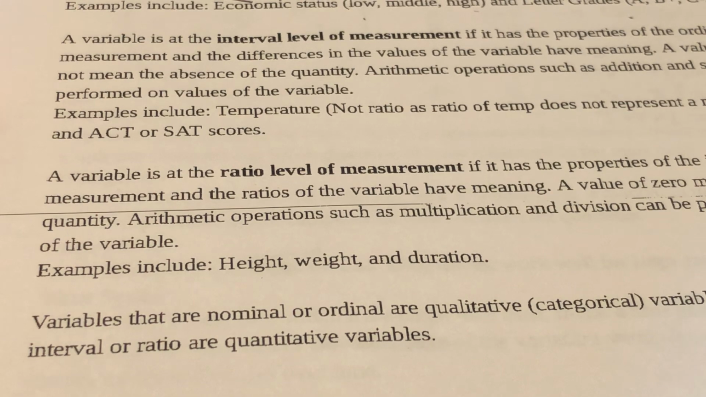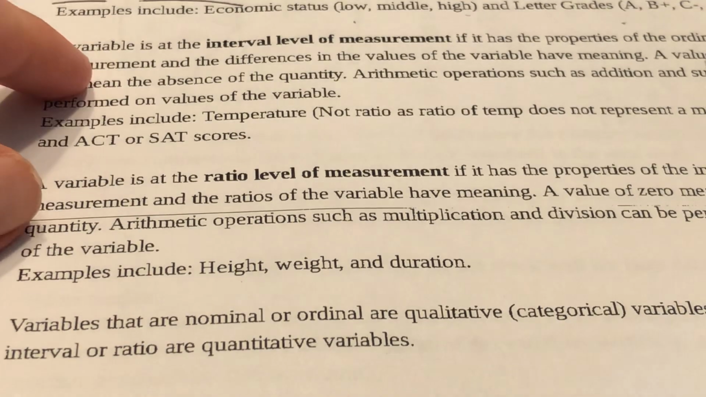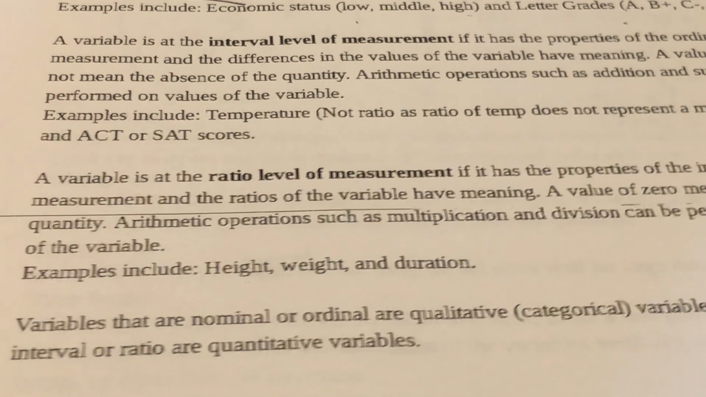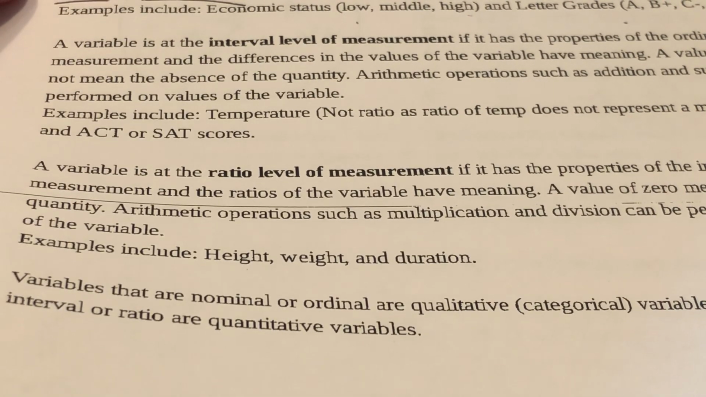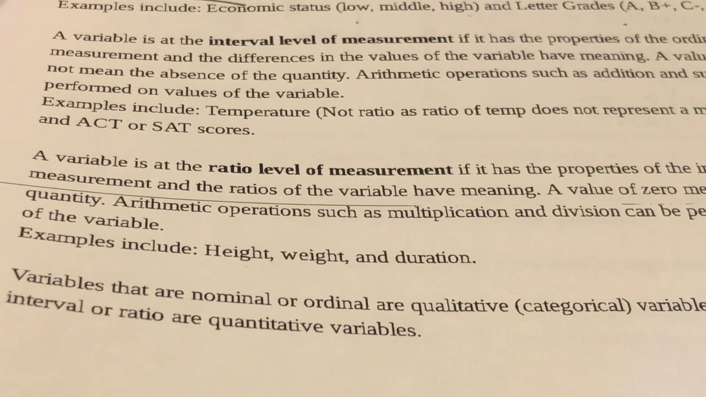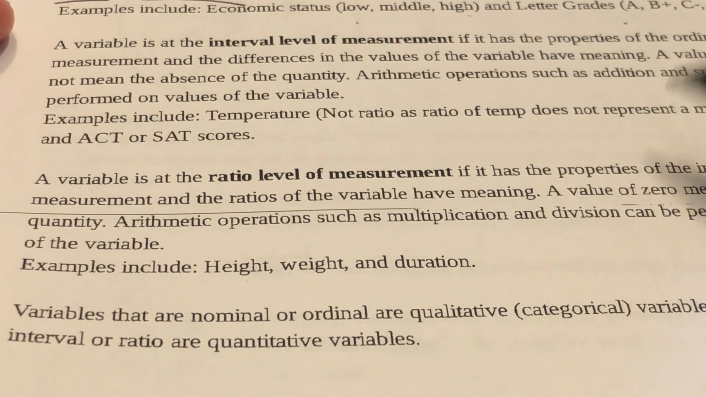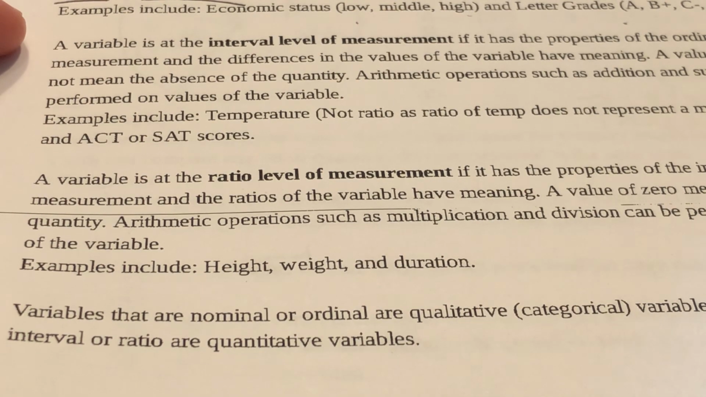Now, a variable is at the ratio level of measurement if it has all the properties of the previous one. That's starting to be a theme here. And the ratios do in fact have meaning. So a value of 0 means you do have an absence of the quantity. Guys, a temperature of 0 doesn't mean there's no temperature out, it just means it's 0. So arithmetic operations such as multiplication and division can be performed. No one has a height of 0. No one has a height that's negative, that sort of thing.